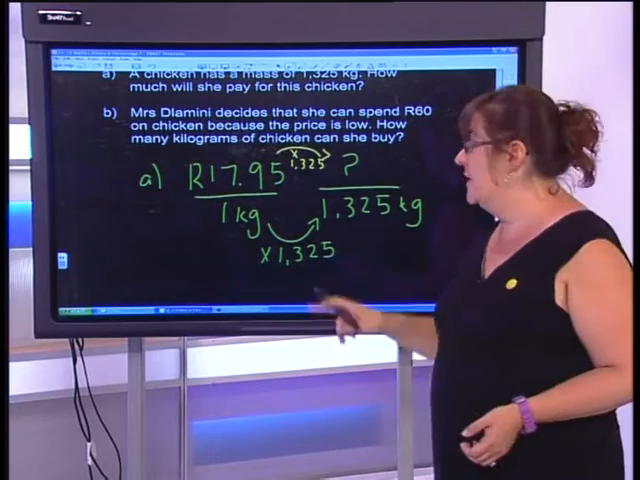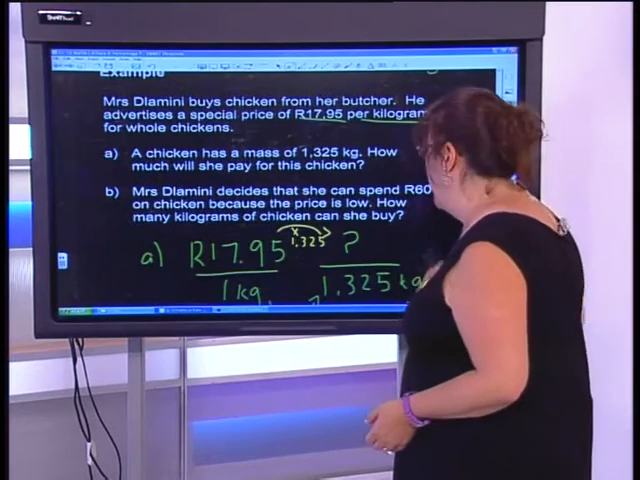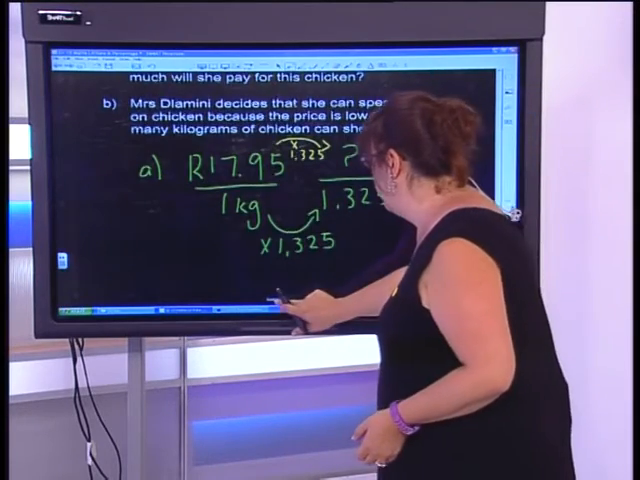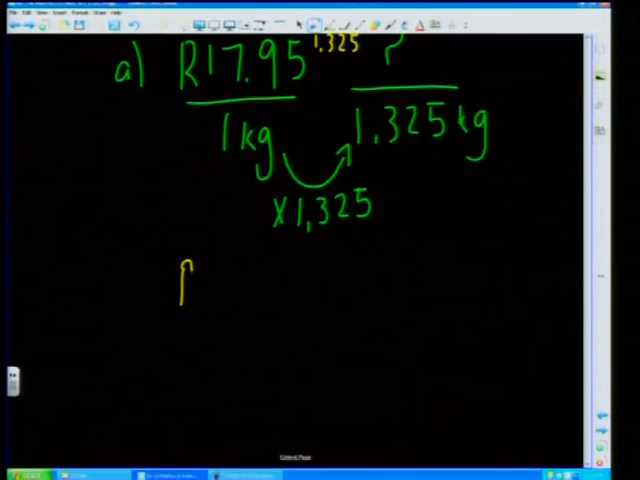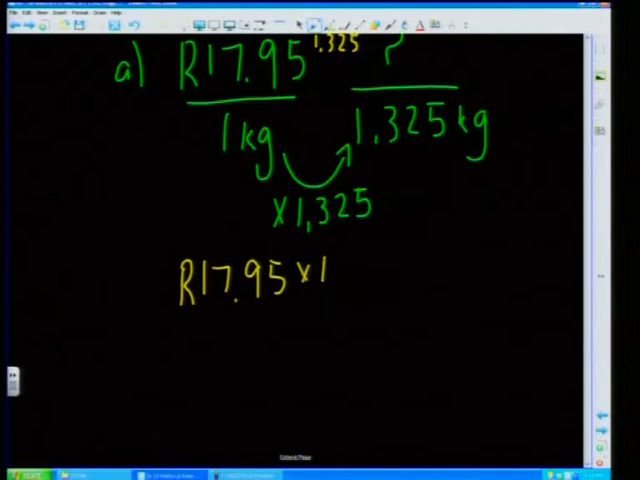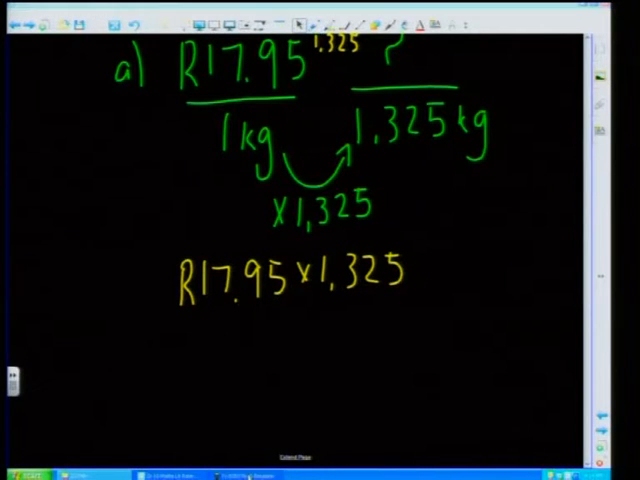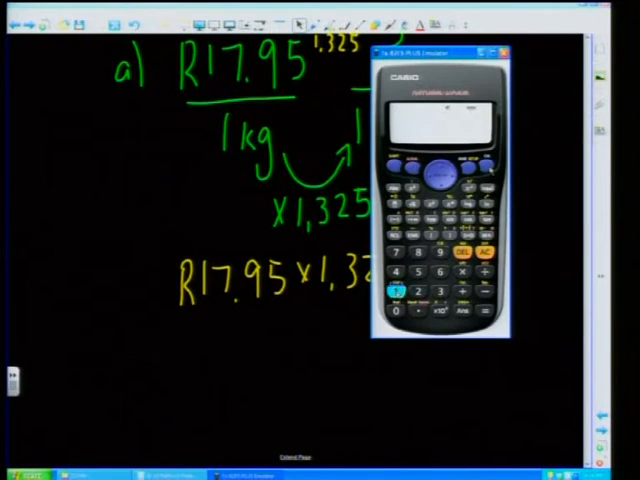So 17.95 times 1,325. So I can actually write that out again. What I have to do is 17.95 and times that by 1,325. And now on our calculators, we clear that. We've got 17.95. Always check the calculator as you type in that you've got the right numbers. And we're timesing by 1,325. And we get an answer of 23 Rand 78.